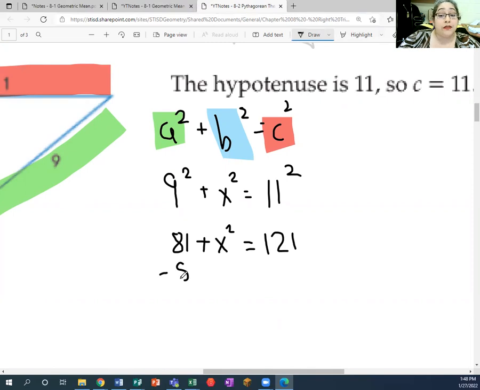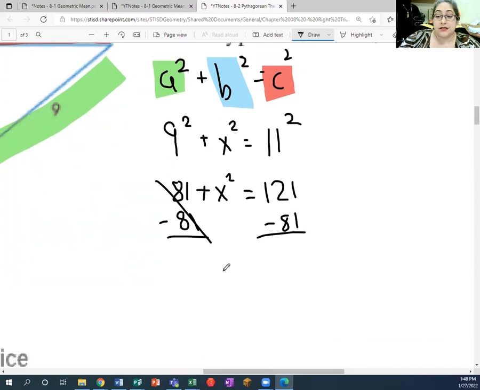Now I have to get rid of the 81 first before I can get to the x. So I need to subtract 81 from both sides. This side cancels, leaving me with x squared equals whatever 121 minus 81 is. Let me do it in my calculator real quick. 40.